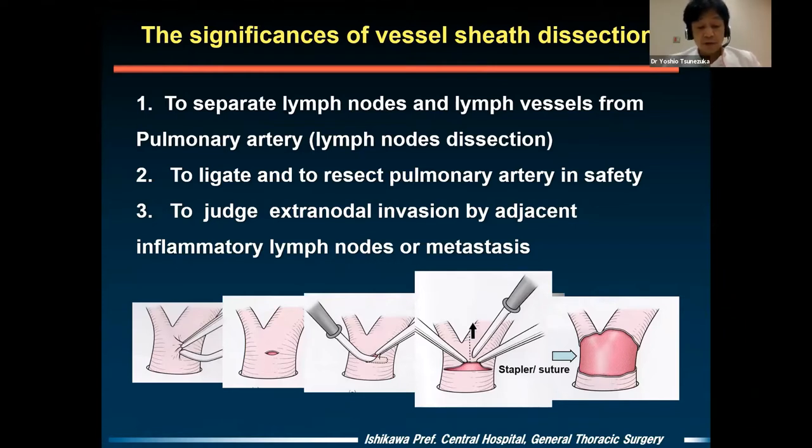This applies to use a stapler, but this weakens the blood vessel strength adversely because the blood vessel sheath is the composition that most strongly determines the strength of the blood vessel. And the third purpose is to determine whether inflammatory lymph nodes or metastatic lymph nodes invade a vascular wall. If we do not try to dissect the vessel sheath containing adjacent lymph nodes, we cannot judge absolutely whether the lymph nodes can be divided.